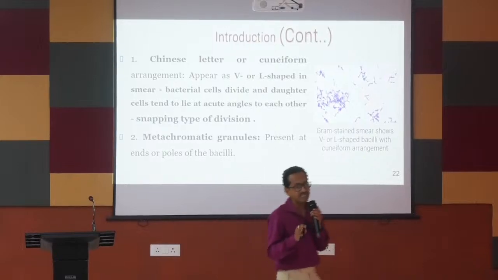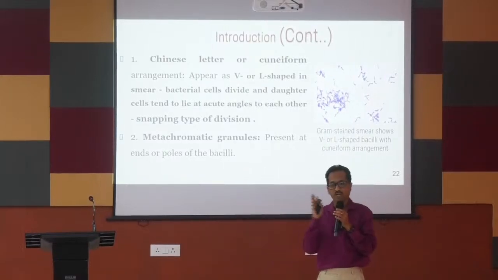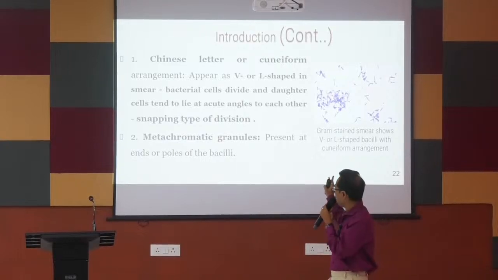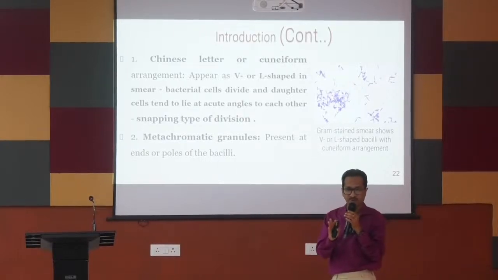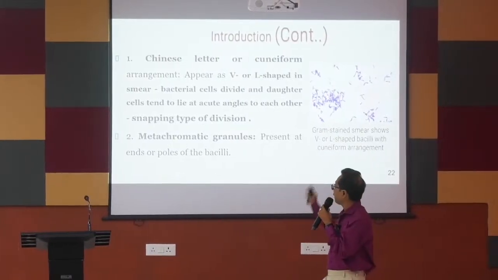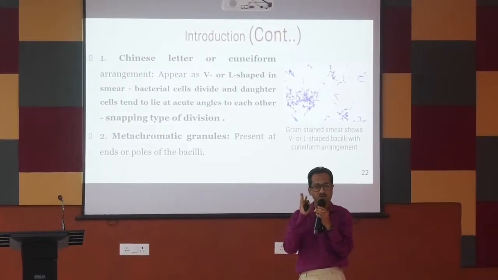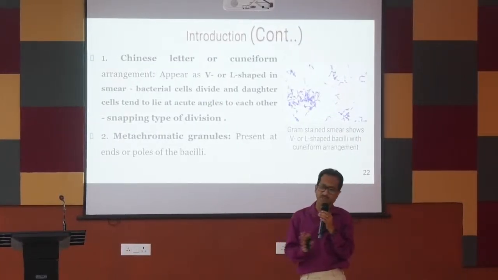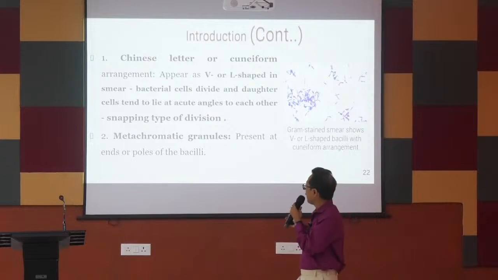So when a sample is sent to you for a throat swab, even if you cannot confirm from the staining that it is Corynebacterium diphtheriae, you have to inform the clinician whether you get V or L-shaped, Chinese letter pattern arrangement of gram-positive bacilli, so that he or she can start treatment of diphtheria. So this arrangement is a typical V or L-shaped Chinese letter pattern.